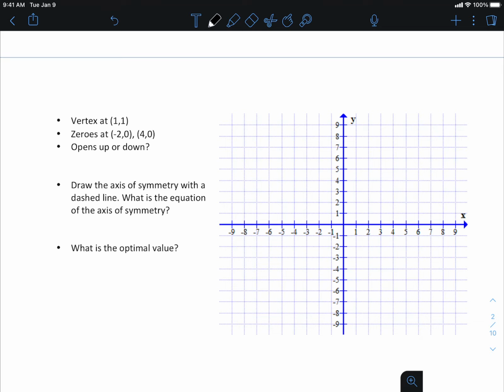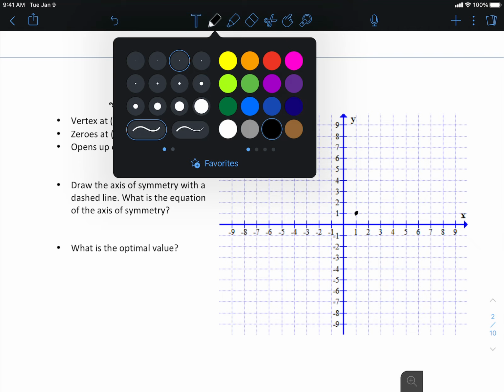So the vertex, remember the vertex is like the high or low point of the parabola. So it says that there's a vertex at (1, 1). Okay, well, where is (1, 1)? That's what you have to identify. Okay, well, it says x, y. (1, 1) is right here. Okay, that's your vertex. Now maybe I'll do these in different colors, okay? Here we can see. Okay, so that's your vertex.